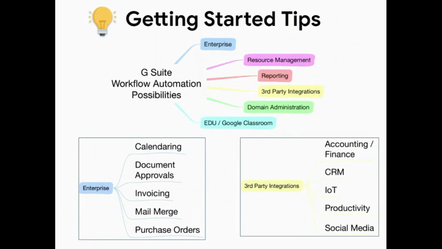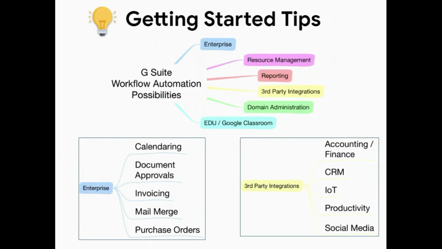So I stepped through a very simple workflow today for G Suite workflow automation possibilities. But sometimes it's nice to have a bigger scope or some brainstorming on some of the other types of things. So if you're not already doing this within your organization, here maybe are some other workflow automation possibilities that you can look at depending on what you're doing in your G Suite organization. So maybe you are an enterprise. Some of the workflow automation possibilities might include looking at document approvals, invoicing, calendaring, mail merge, purchase orders, etc.